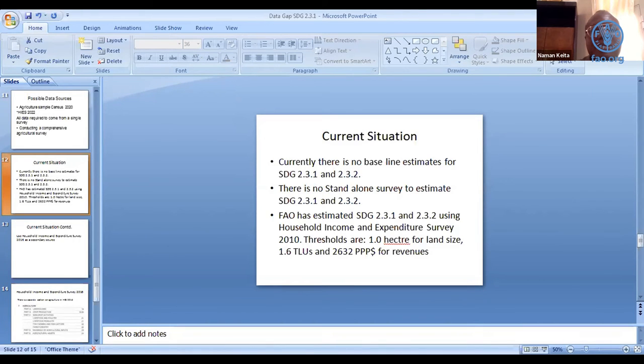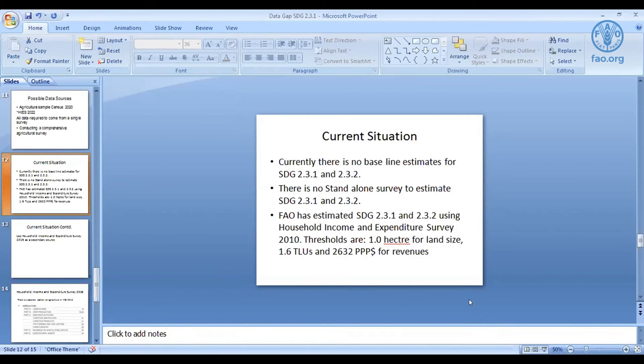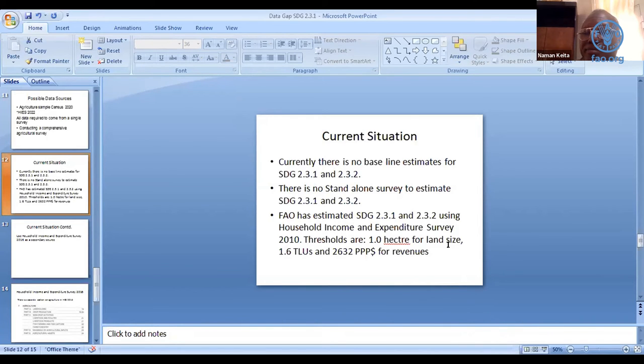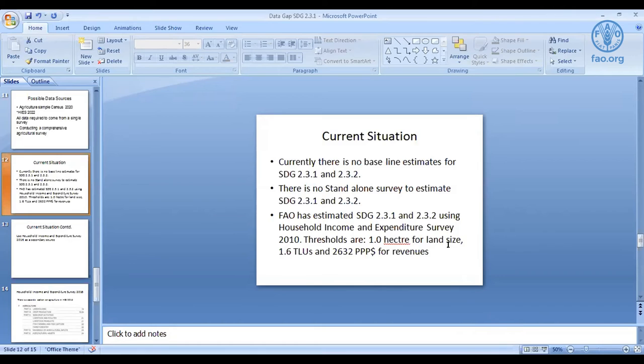To me, this work has to be done closely between... Naman? Yes? I think that information is not about 2.3.1 and 2.3.2. It is on identification of small scale farmers. Okay, just identifying only the small scale farmers, not computing the indicators. It was part of your presentation, if you remember.